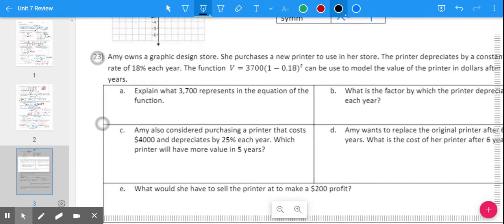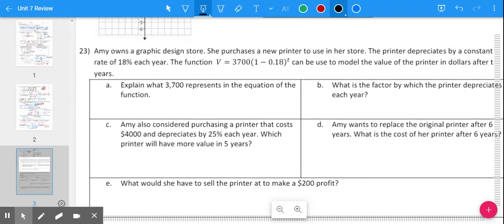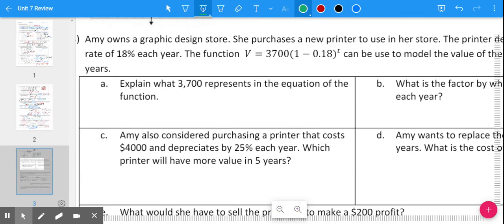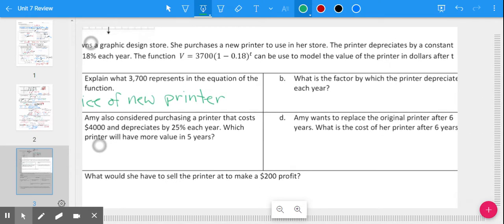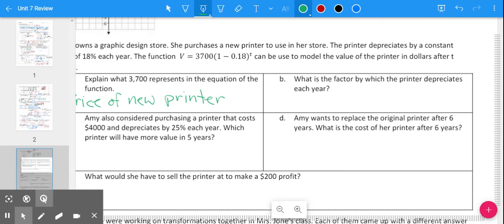So Amy owns a graphic design store. She purchases a new printer in her store. Her printer depreciates by a constant rate of 18% each year. There is the equation that we can use to model the value of the printer after t years. So the $3,700 is her initial amount, that is the price of the new printer. It says, what is the factor by which the printer depreciates each year? And that is 18%.